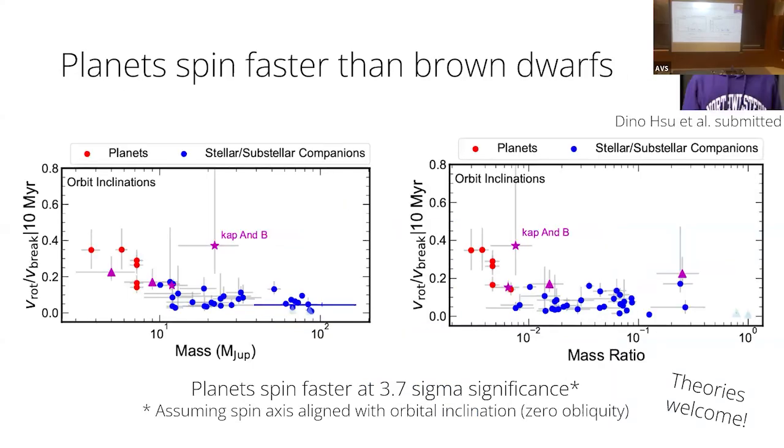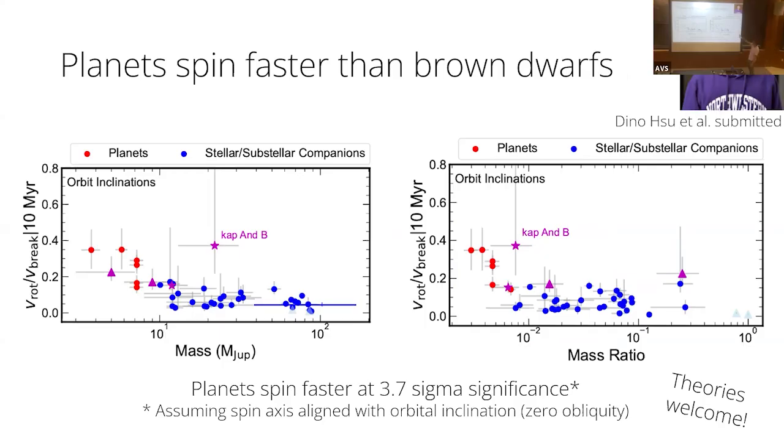And when we do that, we find this trend that planets actually spin faster than brown dwarfs. So we categorize all of our objects as either planets, definitely, brown dwarfs, definitely, and then the purple things are kind of, we're not sure what to call them.